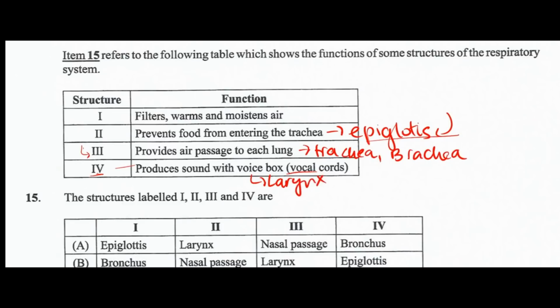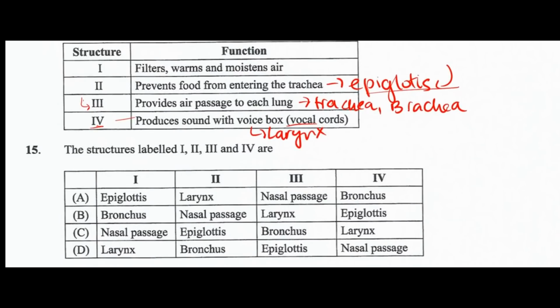And filters warm and moist air. This is either the whole nasal passage really, or the pharynx. But let's see, the structures are labeled I, and IV. I'm sure about IV and II, so I'll do it in that order. So I'm looking for larynx, bronchus or trachea. This one definitely needs epiglottis at 2, so nasal passage at 1. So yeah, the answer for this is C.